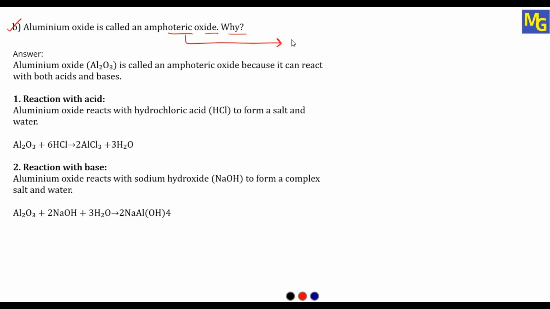Amphoteric oxide means the oxide which behaves as both acid as well as base. Such oxides are called amphoteric oxide.